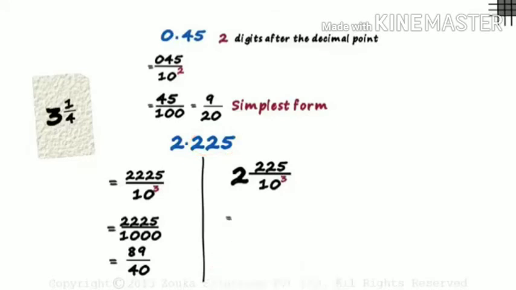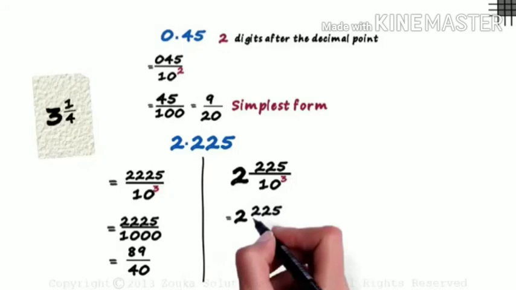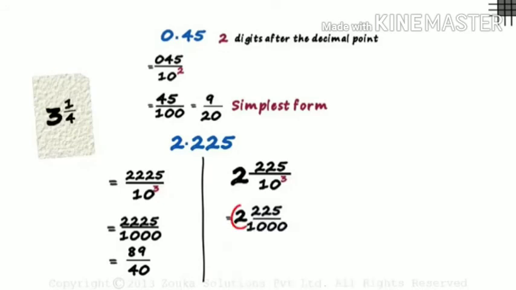This can be written as 225 by 1000. This is the whole part and this is the fractional part. This, when reduced, gives us 9 by 40. So 2.225 can be written as 2 9 by 40. That becomes a mixed fraction form.